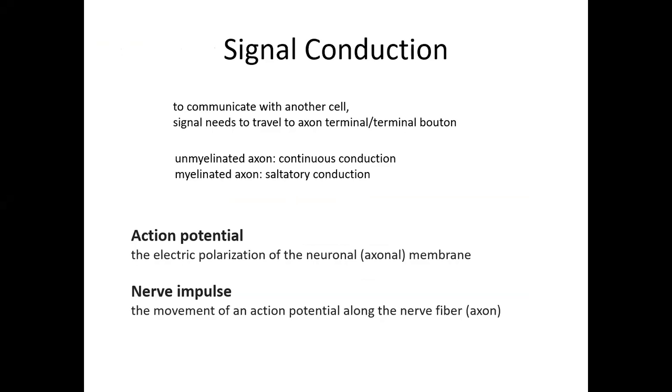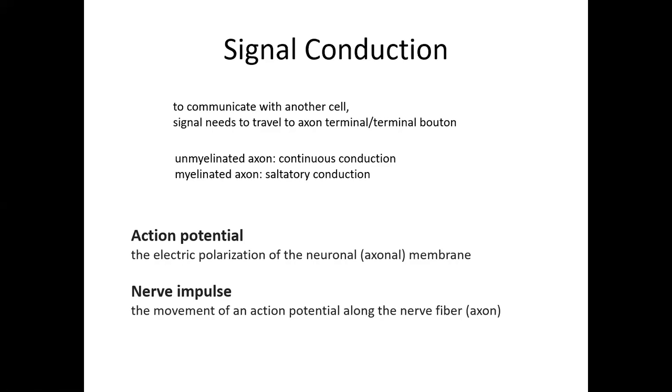So, in order for one neuron to talk to another neuron, that signal needs to travel from the axon hillock down the axon to the axon terminal to the terminal bouton. And that requires action potentials and nerve impulses. And there is a difference between them. I know we have used them pretty interchangeably, but the action potential is that electric polarization, whereas the nerve impulse is the actual movement of it.